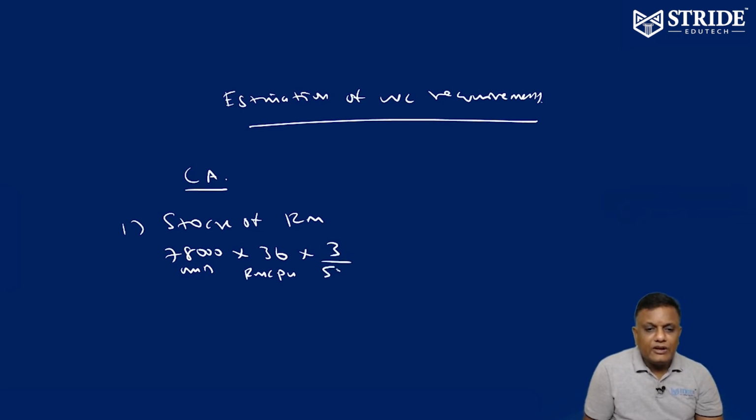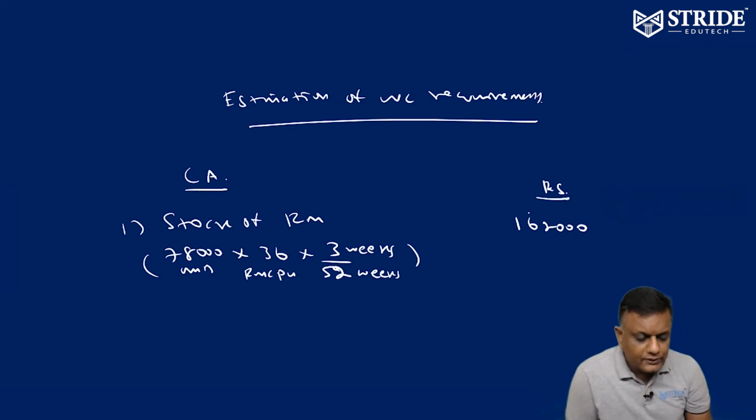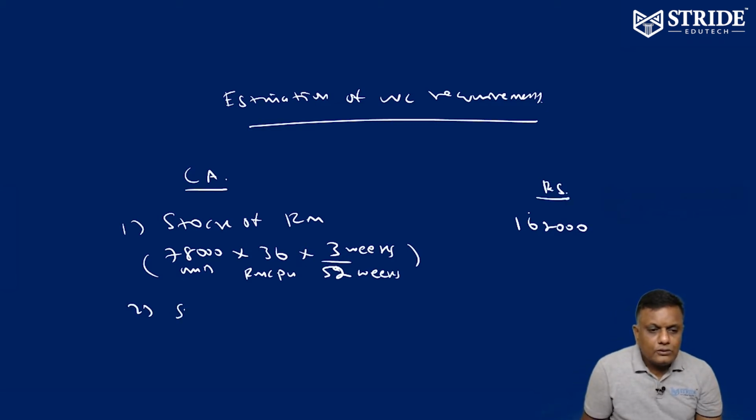So 3 weeks by 52 weeks. The data given, 78,000 into 36, is for 52 weeks, but we have to convert for 3 weeks. So if it is weeks, we divide by 52. 52 weeks data is given, but we need data only for 3 weeks. 3 by 52. So the answer is 1,62,000, in terms of rupees.